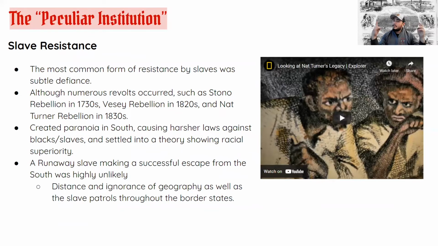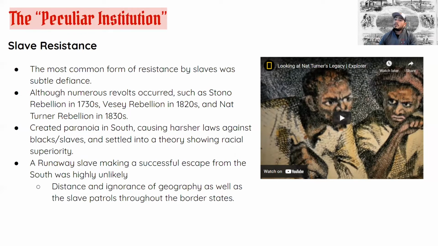Now, while this peculiar institution was happening, that's not to say that there wasn't resistance. There wasn't just merely the African-American slaves continuing with this. There were forms of resistance in both a small form and a large form. The most common form of resistance by slaves was subtle defiance, meaning not working efficiently, not working to their full potential. Sabotaging was another form, but there were ways that they would silently resist.